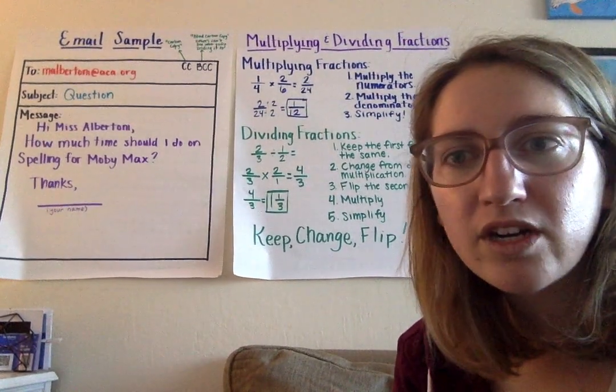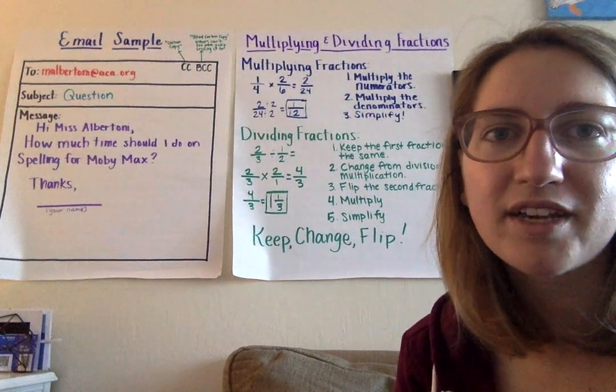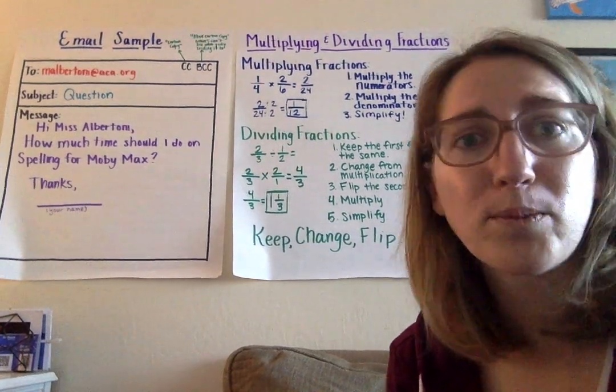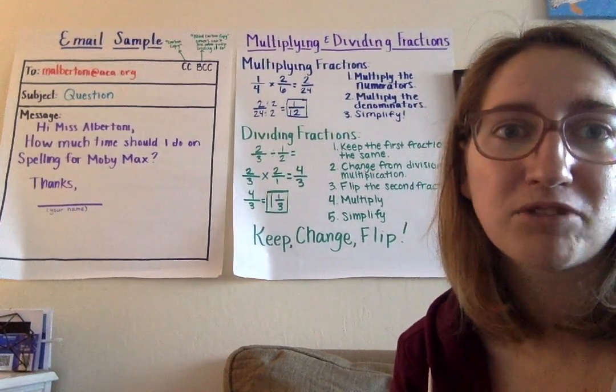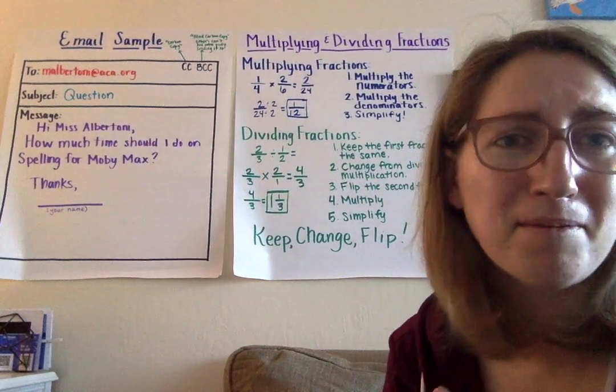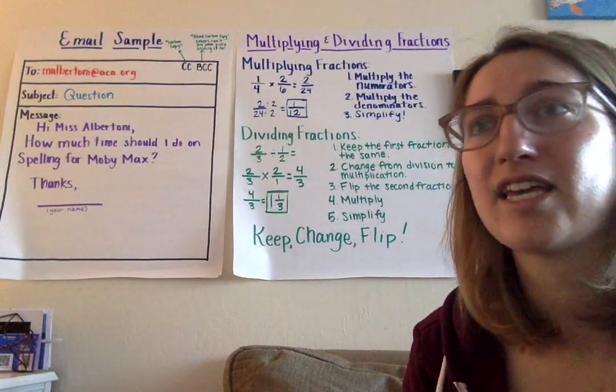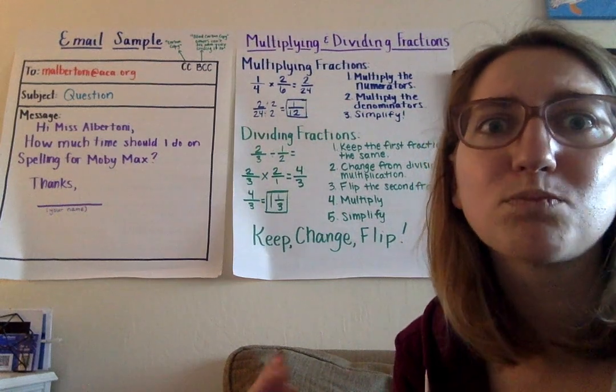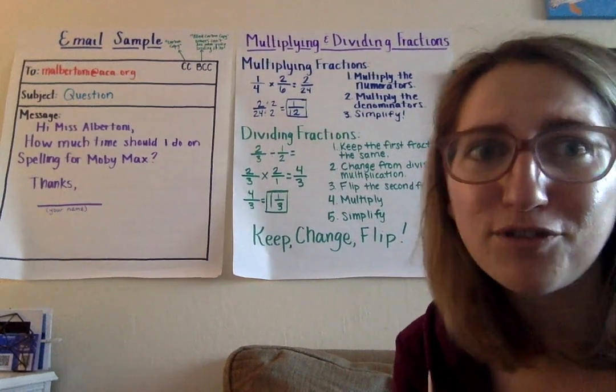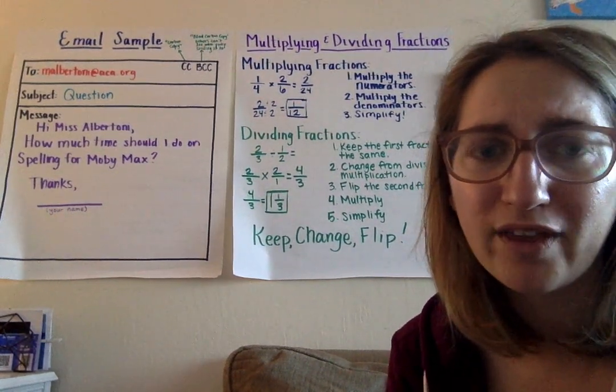So multiplying fractions are probably the easiest thing. The nicest part, honestly, is that multiplying and dividing fractions are way more straightforward than adding and subtracting. You don't have to find common denominators. You don't have to do all these extra steps. It's pretty straightforward, which is a really helpful thing.